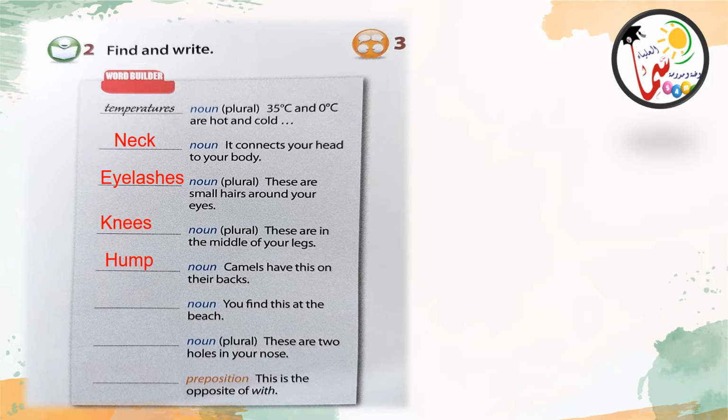Next one, a noun. You find this at the beach. Sand. Next one, noun, plural. These are 2 holes in your nose. Nostrils. And the last one is a preposition. This is the opposite of with. Without. Good job.